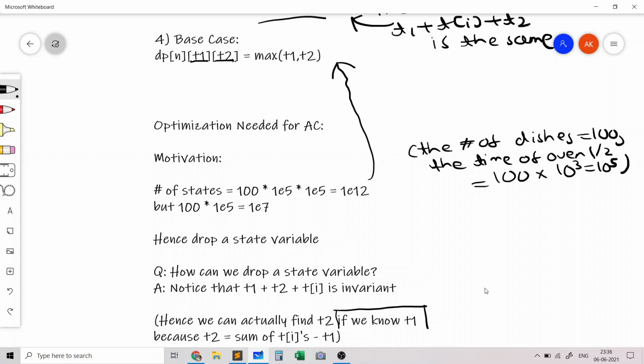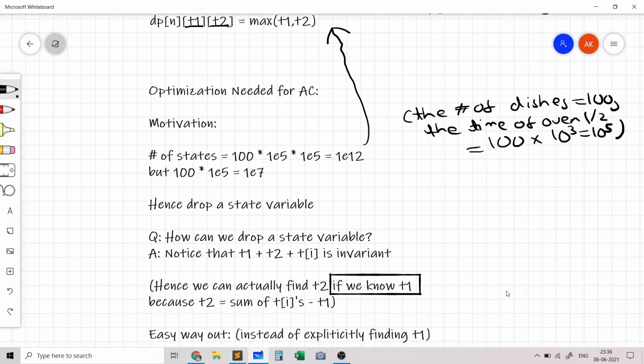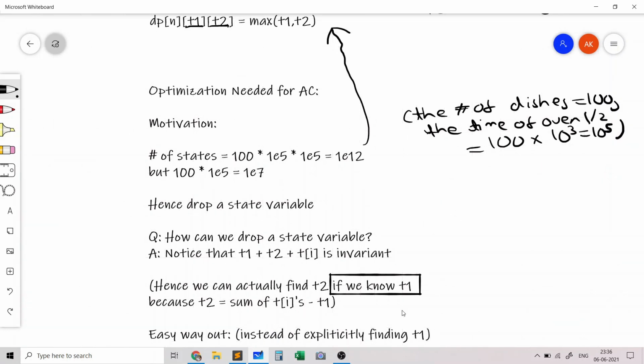If we already know what T2 is from T1, then why do we need to memoize it, or why do we need to even store it as a state variable? We can just do away with it. And there are two possible ways in which you can do away with it. The first way is that you can calculate the value of T2 from T1, which is by finding the sum of all the Ti's minus T1. But the second way is what I'm going to focus on, and that's the easy way out.